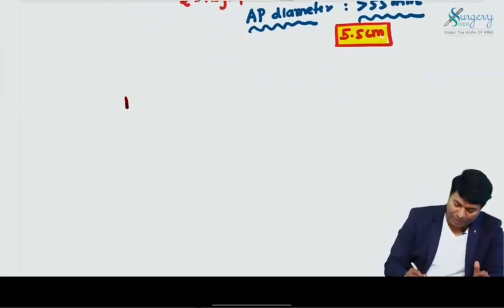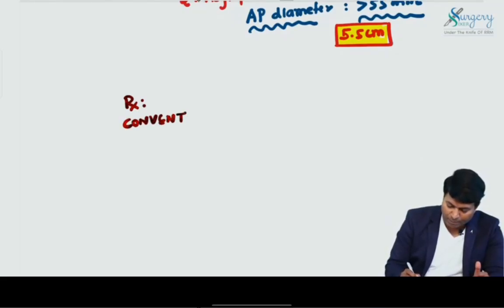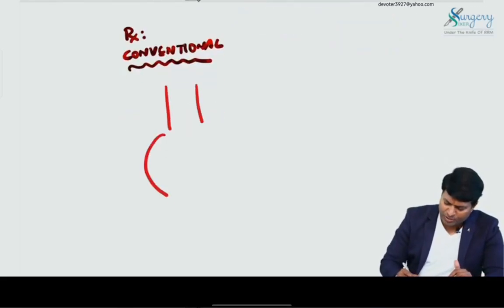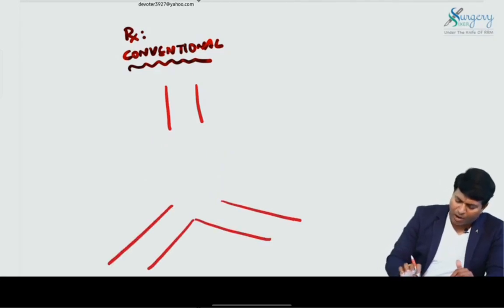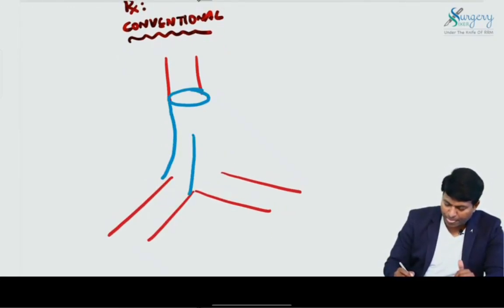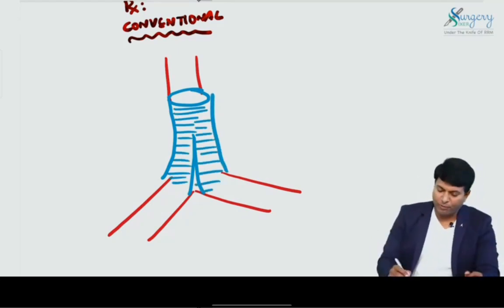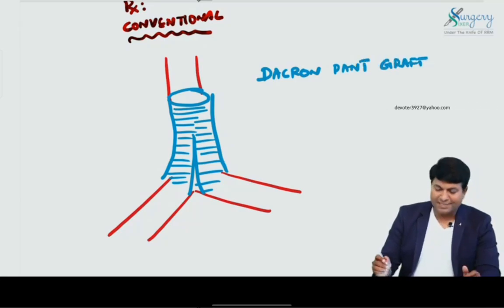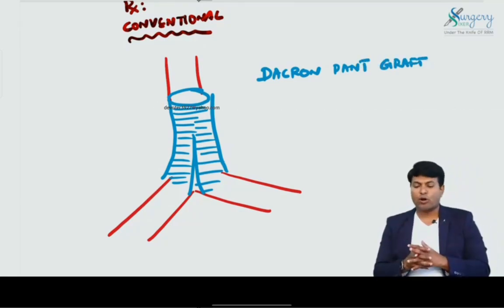The conventional treatment done for abdominal aortic aneurysms is that we will resect the aneurysm. For example, if this is the aneurysm, we will resect the aneurysm out. And then we use a graft made of dacron. This dacron graft looks like a pant. Therefore, it is known as the dacron pant graft. The dacron pant graft is used for replacing abdominal aortic aneurysm after resecting the aneurysm. I'll show you the image. It was used in those days.